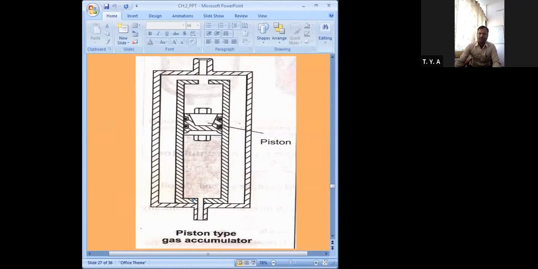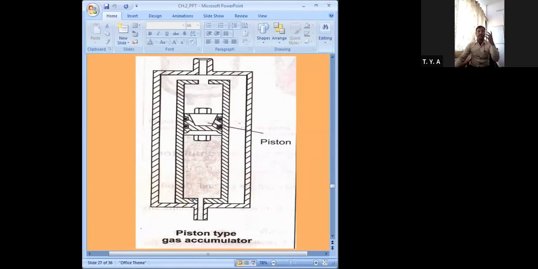So that gas is compressed when charged. When hydraulic oil is going to come inside, that time this gas is going to compress, and the volume is going to reduce. This gas is compressed when charged oil pushes this piston against it. And this gas pressure is used. Gas is there, so its pressure is used as a potential energy.